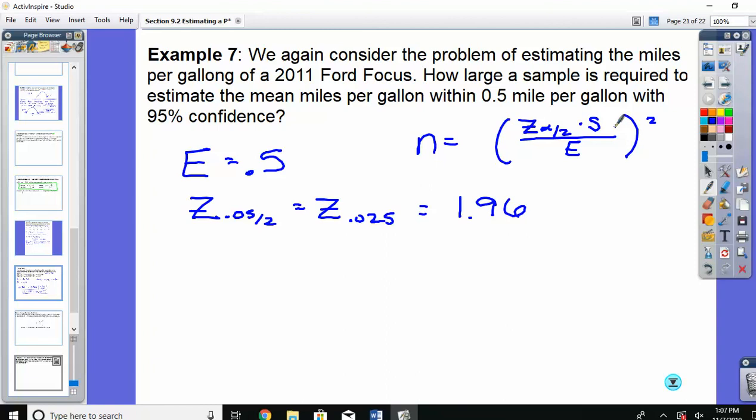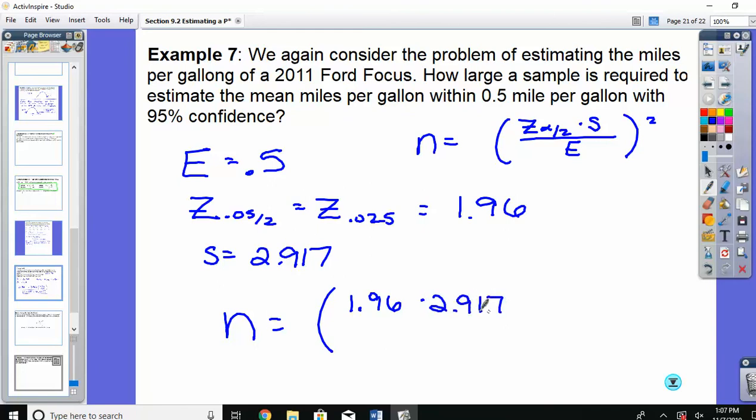Okay. Then the other piece of this I need is my S, which we did on the previous example when we entered all this in. 2.917. Okay. So now we can plug it in. How do you find that if we didn't have? I would either have to tell it to you or give you the data so you can plug it in your calculator and get it. From the previous example when we were doing the cars.